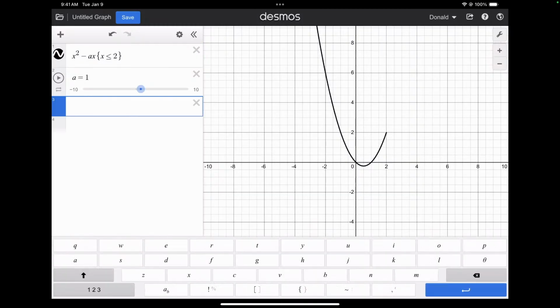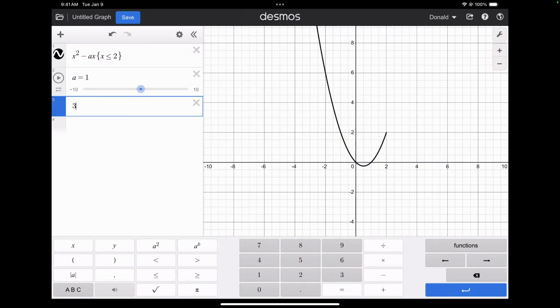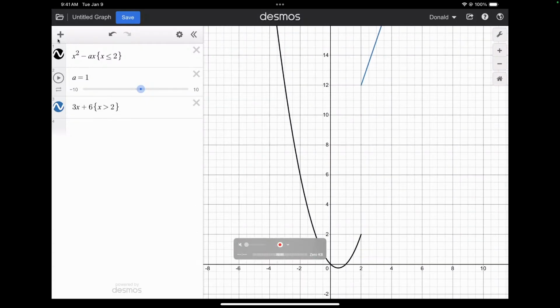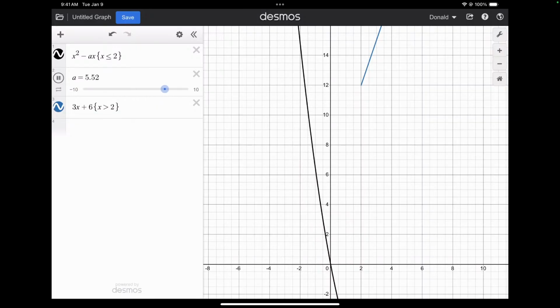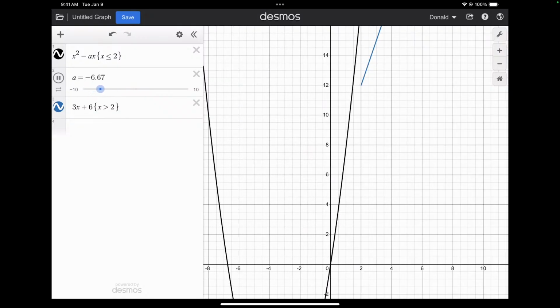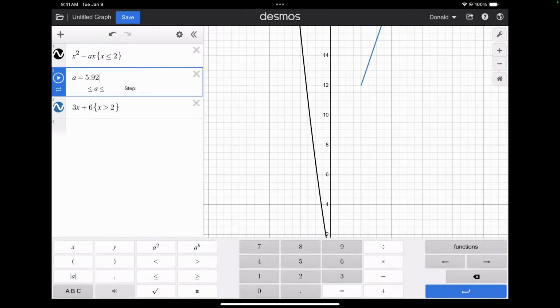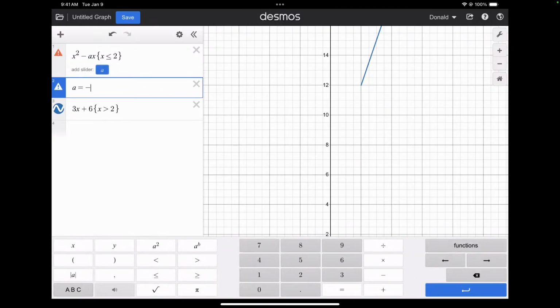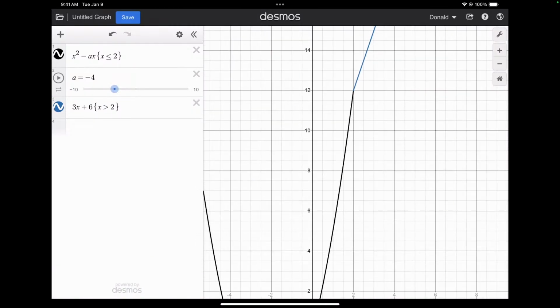So what's the other equation? 3x plus 6. 3x plus 6. And you're going to do a restriction, which is a brace, when x is greater than 2. Okay? So then you're going to see this. Is this a continuous function? No. But you can actually press the slider and you can see all the infinite possibilities. There's only one point where they can connect. We know the answer is -4, so we double check if it's right. -4, this is the answer you got. This is correct.